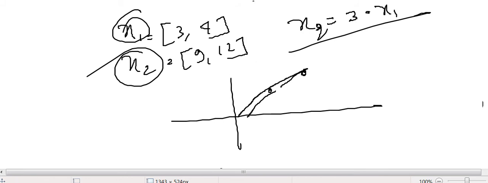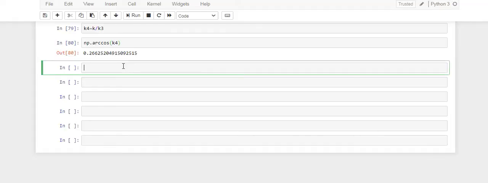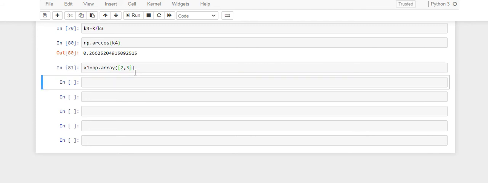Let's create two vectors like this. Suppose this is x1, let me create 2 and 3. And let's do another vector x2 and do the same, 3 times. You can do 2 times also, but let's take 3 times. So 2 times 3 is 6 and 9.